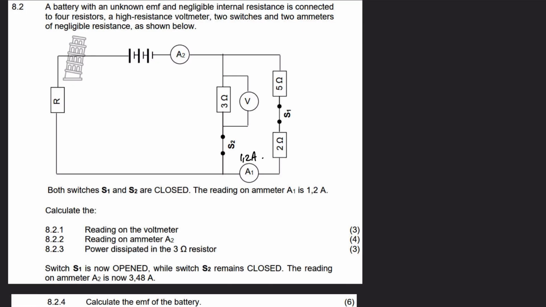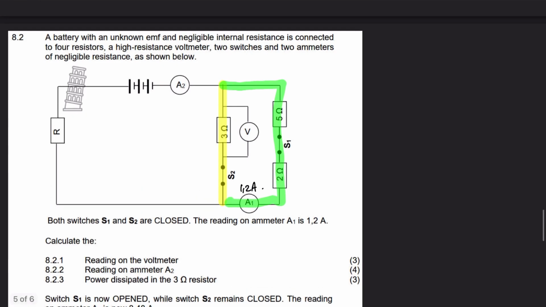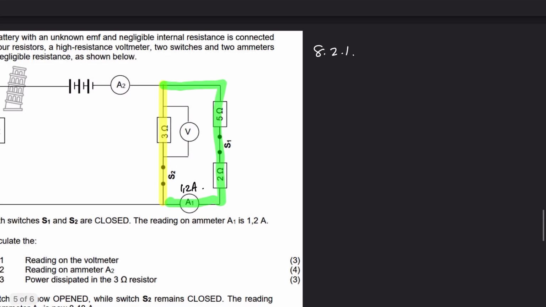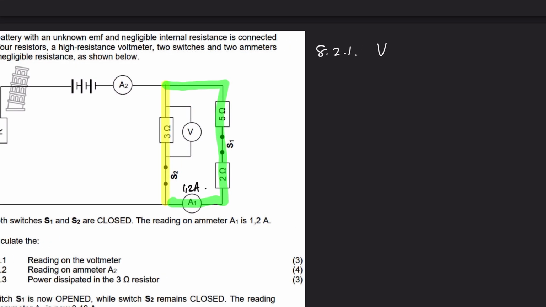Okay. So what do we know? We know that the voltage in this branch is going to be the same as the voltage in this branch, because remember, voltage in parallel is the same. So what we can do is say that the voltage in this green branch, V, is going to equal I times R. We've been given the current, 1.2, and the resistance is going to be 2 plus 5 because they are in series. So 1.2 times 7, that's equal to 8.4 volts.